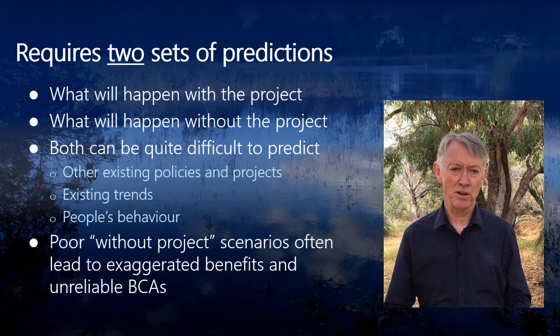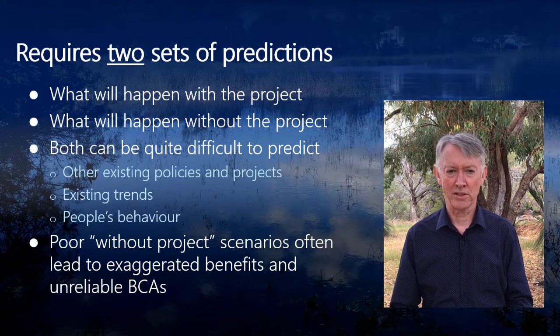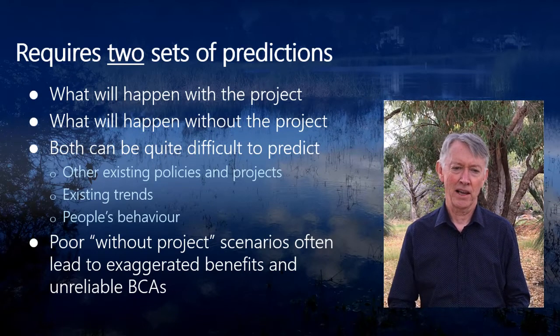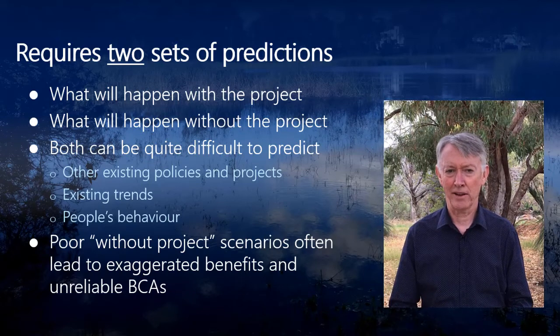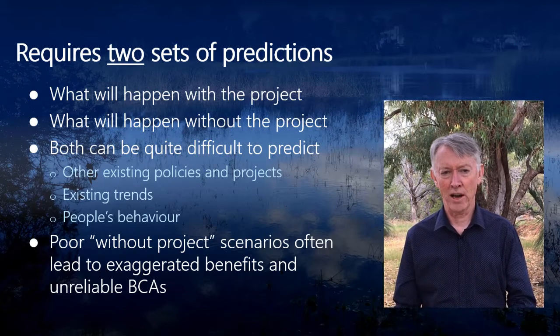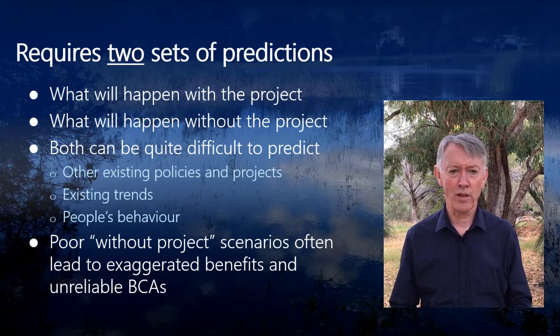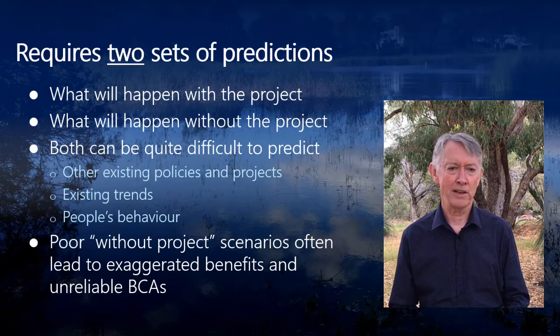This is rather tricky when you're conducting a benefit cost analysis before a project has been implemented, because it means that you have to predict two sets of conditions. You need to predict what will happen with the project and what will happen without the project, and both can be quite difficult to predict. They'll depend on things like other existing policies and projects, existing trends, and people's behaviour. And you need to account for all of those things both in the with project scenario and the without project scenario. An observation that economists have made is that poor without project scenario definition often leads to exaggerated benefits and unreliable benefit cost analyses.